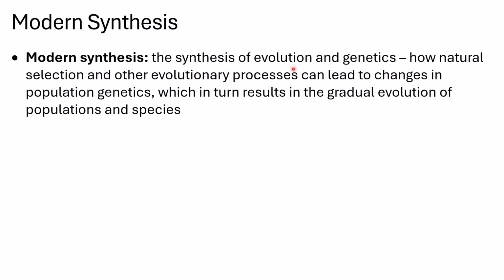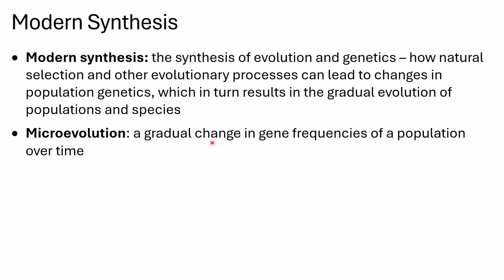Over the course of several decades, the modern synthesis of evolutionary theory has been developed. The modern synthesis is essentially a synthesis of our understanding of evolution and genetics. Specifically, it is the idea that natural selection and other evolutionary processes can lead to changes in genetics of a population, which in turn leads to the gradual evolution of populations and species over time.